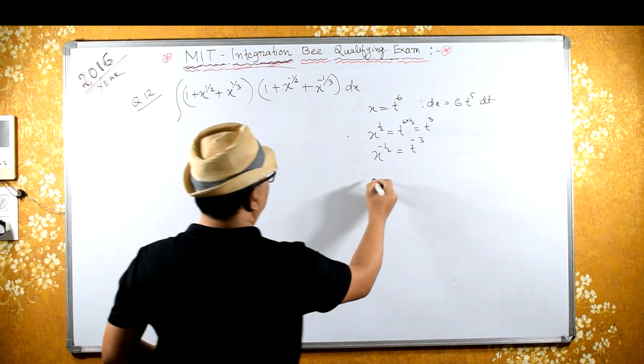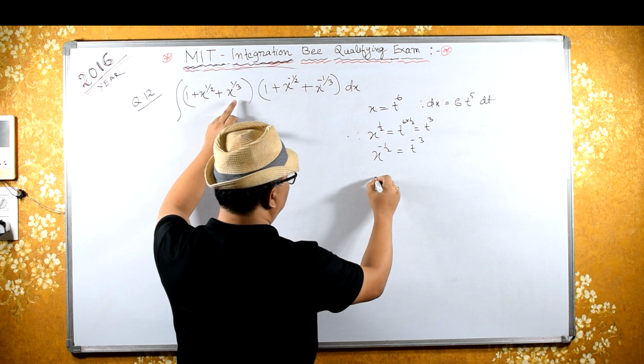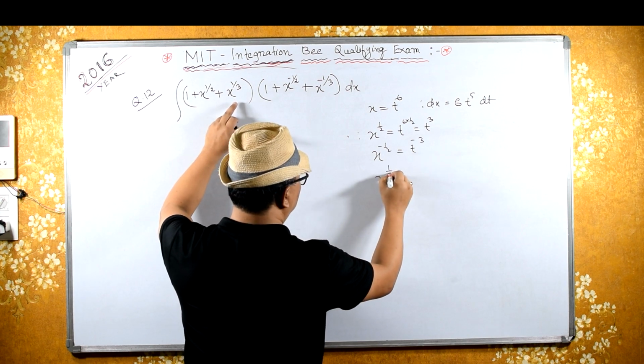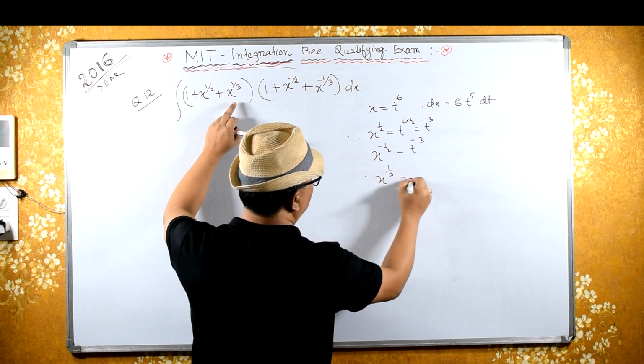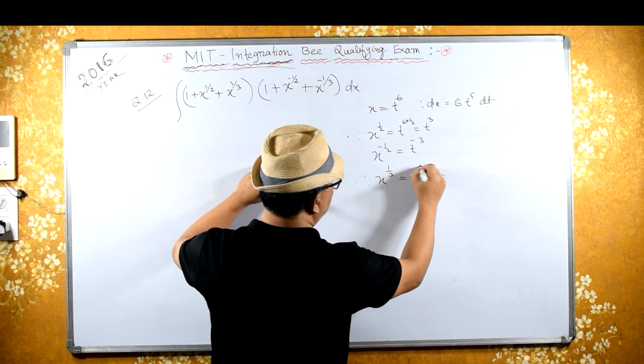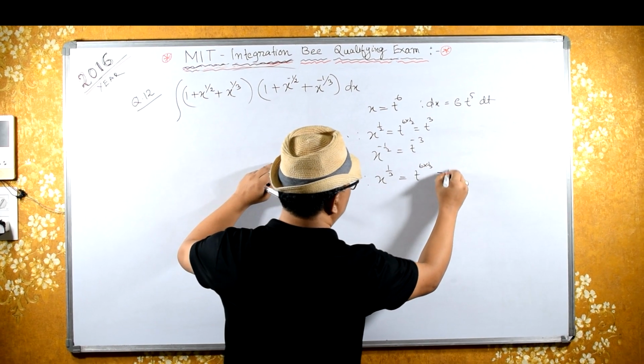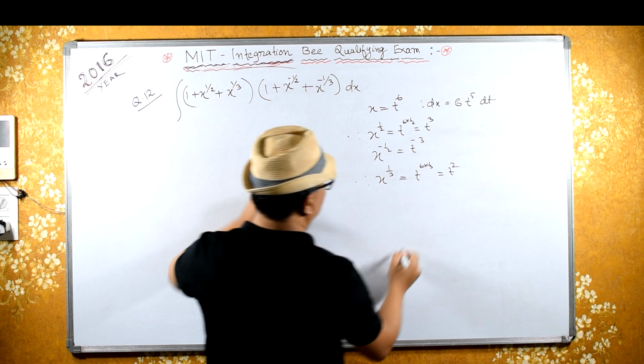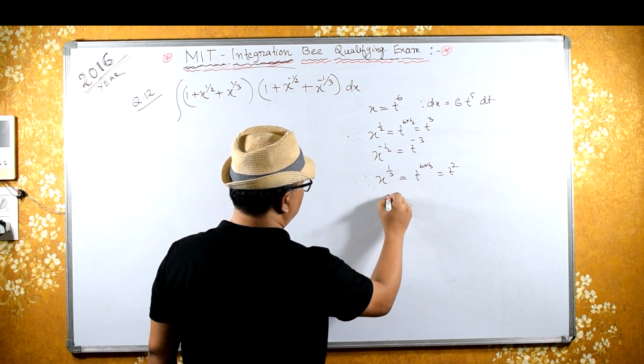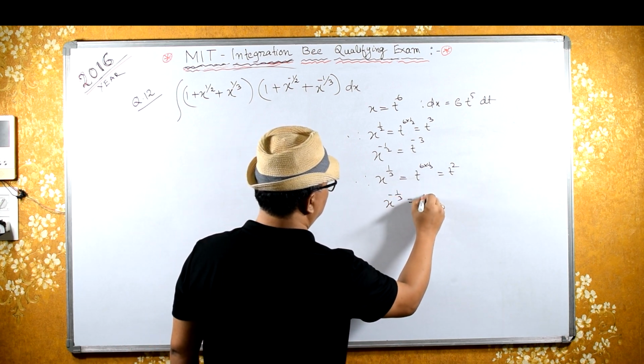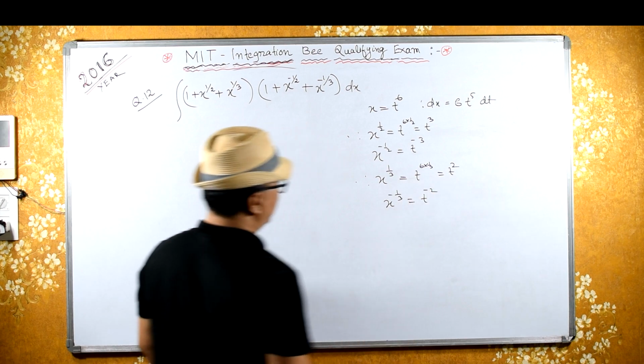Therefore, again, x raised to 1 by 3 is equal to t raised to 6 into 1 by 3, which is t square. And therefore, x raised to minus 1 by 3 is t raised to minus 2.